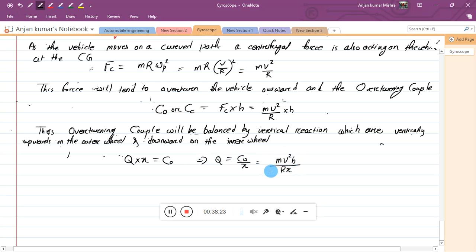From this, if we divide the vertical reaction at each outer and inner wheel, meaning two on the inner side and two on the outer side, this will be Q by 2, that is equal to mv square H divided by 2Rx. That is the vertical reaction at each inner and outer wheel.